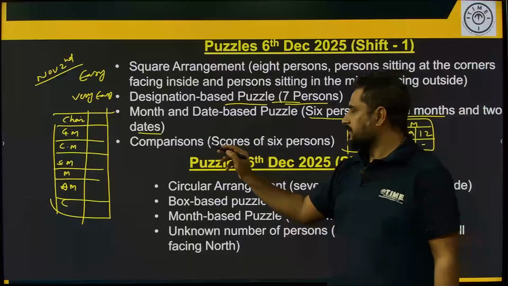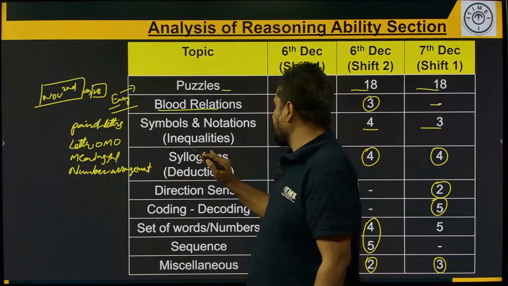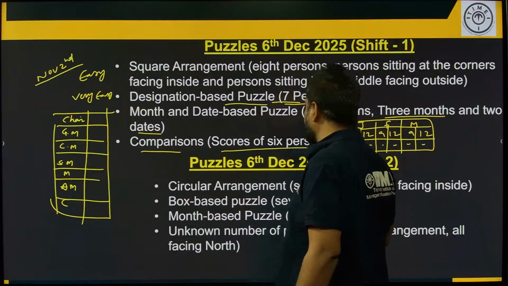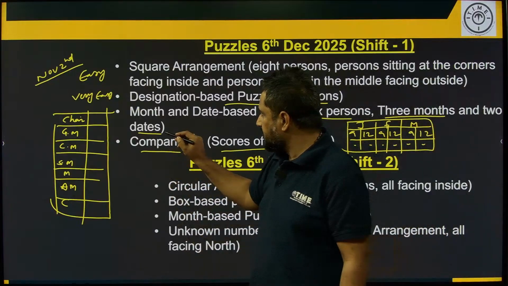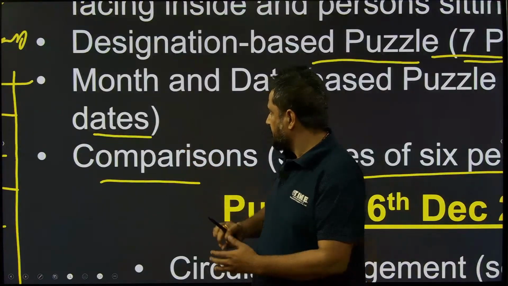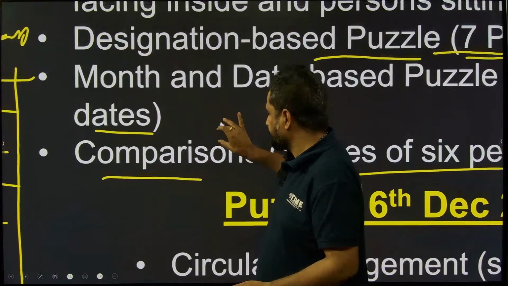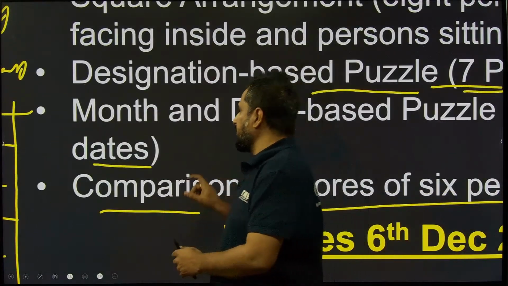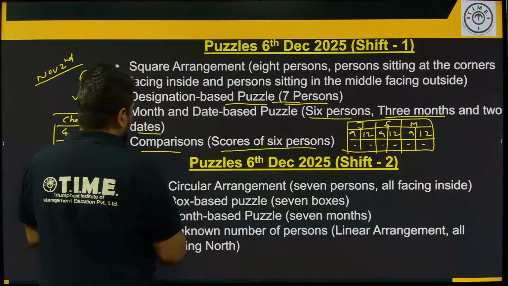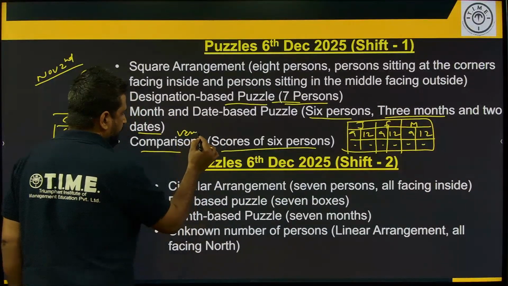This is a standard question. Comparisons were given. A very simple question. Scores of 6 people were given. Okay, and the level of difficulty rated for this question is also very easy. Just a moment. Right. The level of difficulty is rated as very easy.